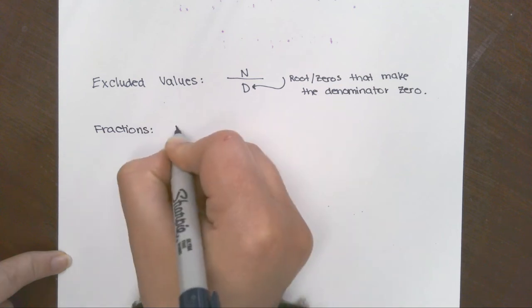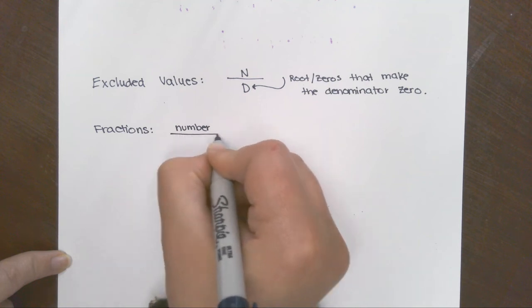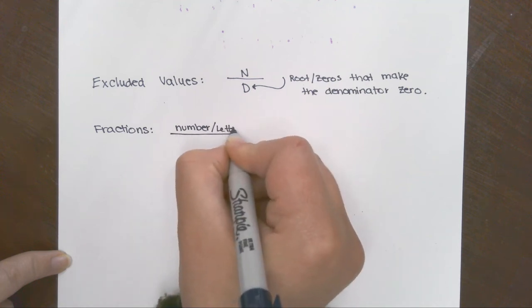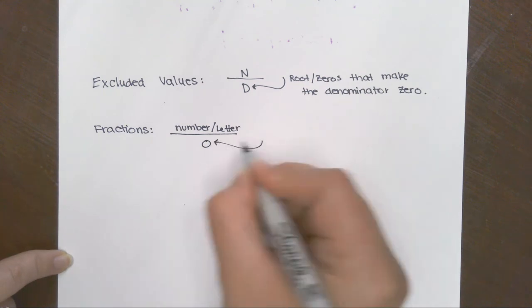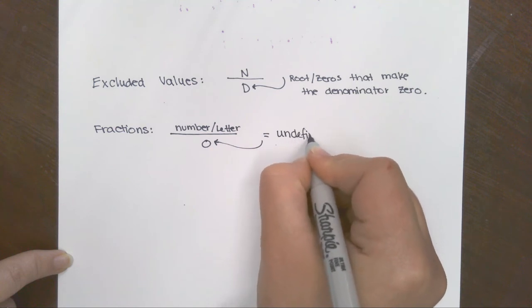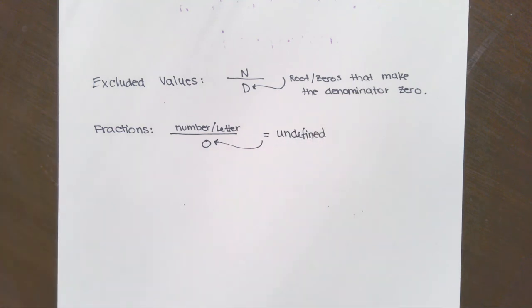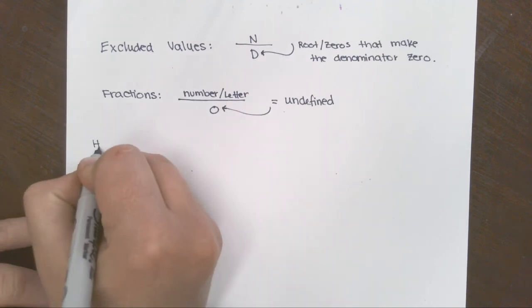Recall that in a fraction, you can have a number, letter, anything in the numerator. But if you have anything in the denominator that's a 0, this is equal to an undefined. Because 0 times anything is 0. So you cannot have a number or a letter or anything divided by 0. That is undefined. So how do we find the excluded values?